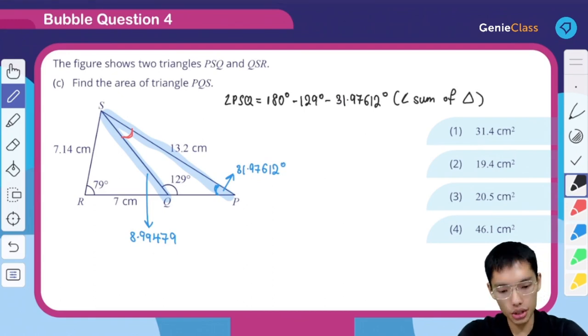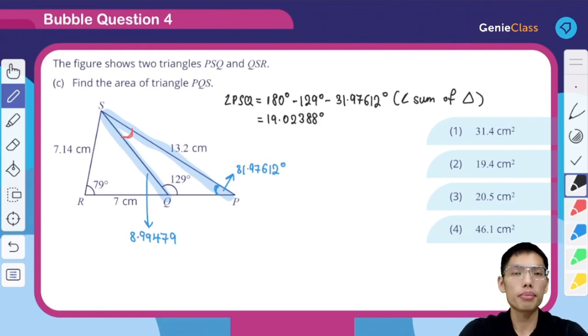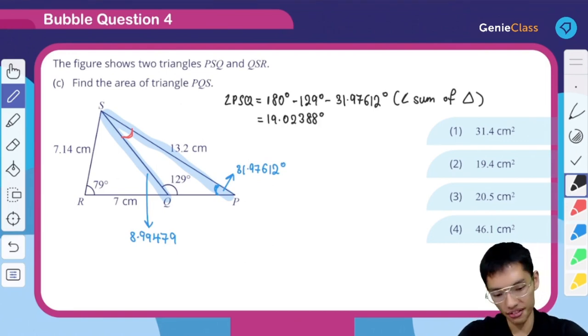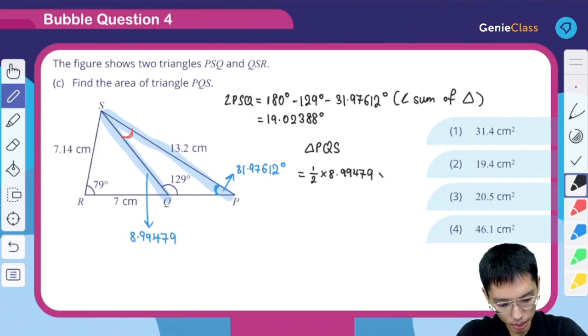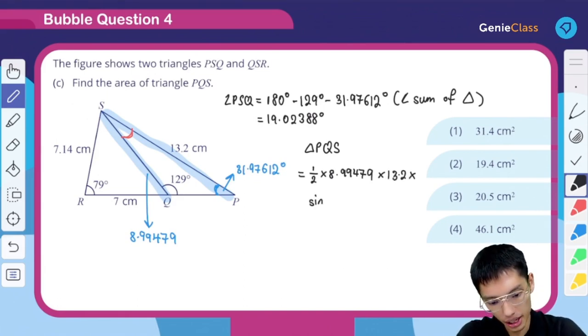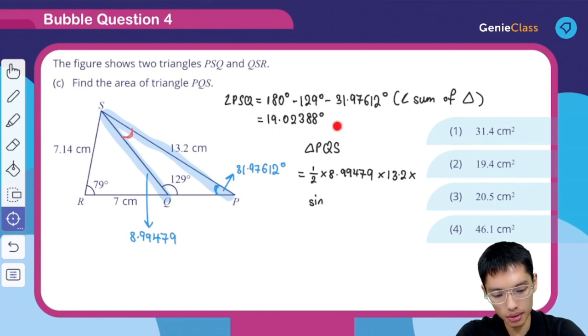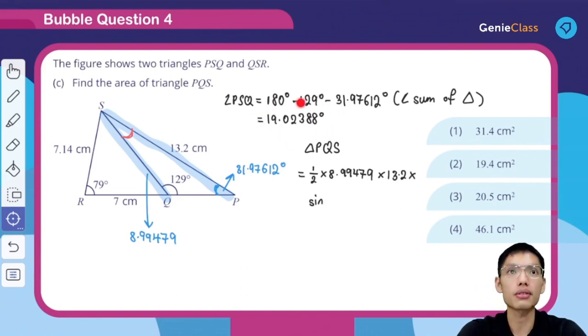Okay, writing it out, that's where I have 19.02388. From there, that's where you use your half ab sine C. So area of PQS is equal to half of 8.99479 multiply by 13.2 multiply by sine of the angle. In this case, it's this one. It's not this one, it's this one over here.